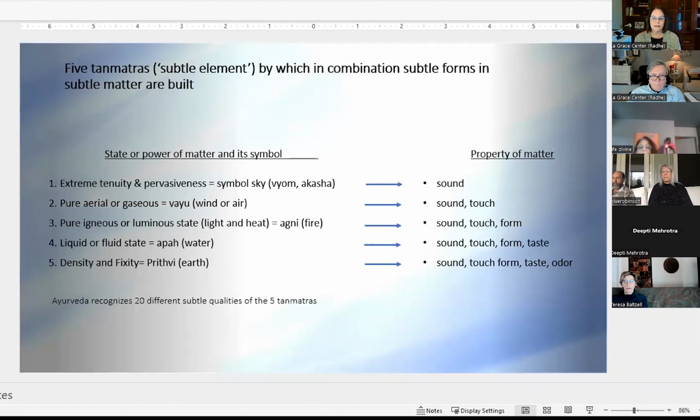the rishis looked around and they saw that here in their terrestrial environment, fire had all the characteristics, or many of the characteristics. Because why? Fire, you can hear it, its crackling, you can contact fire, you can touch the heat, and it has form, you can see fire. So fire became the third element.